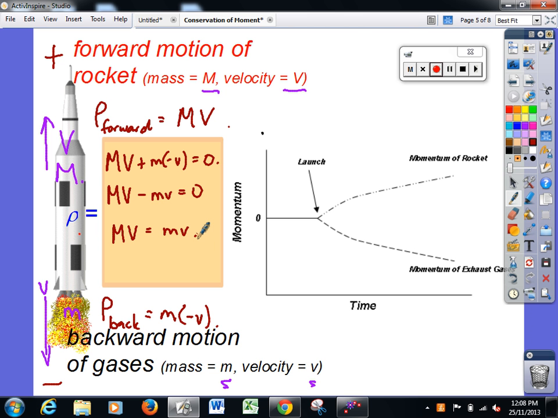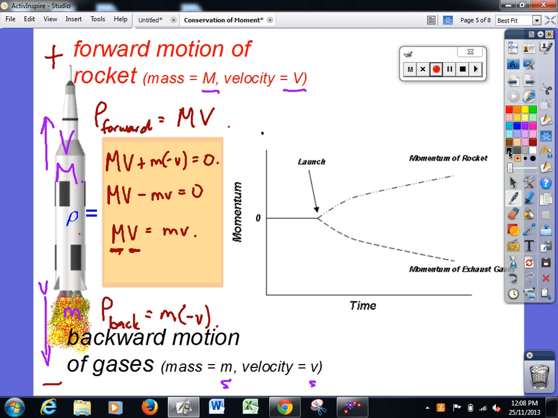So the product of the mass of the rocket at any time, now remember that that's changing, that big old capital M, and V, the velocity of the rocket at any time, and that's also changing at any time because we know that this rocket is accelerating at an accelerating rate. So these two values here are always changing.